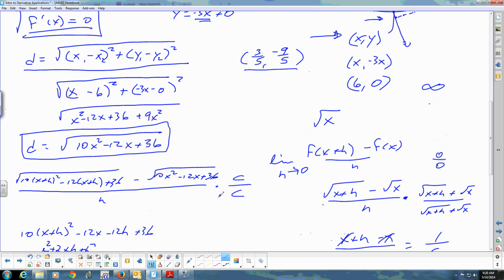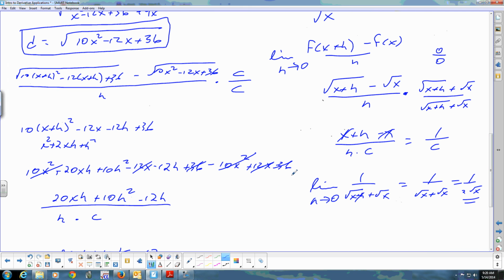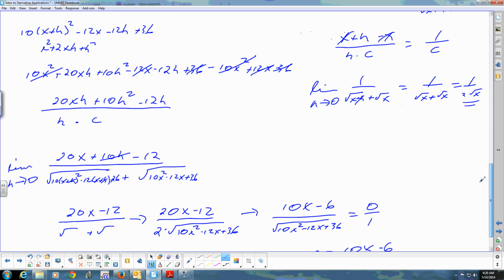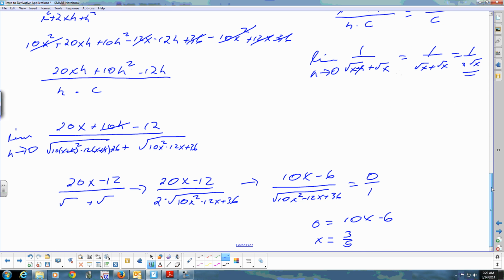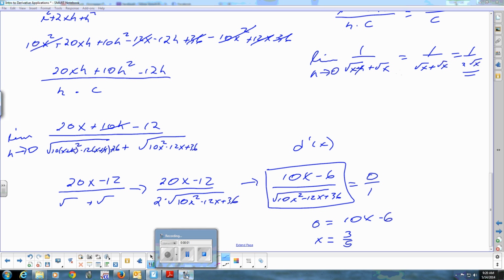And you multiplied by the conjugate, collected stuff, simplified stuff, and then that returned the derivative. Oops, I'm not far enough down. I'm not far enough down, which was this right here. This was your derivative, d prime of x. Then you set that equal to 0 by cross-multiplying, and then you solve it. Okay? So that's walking you through what your homework assignment will be for tonight.